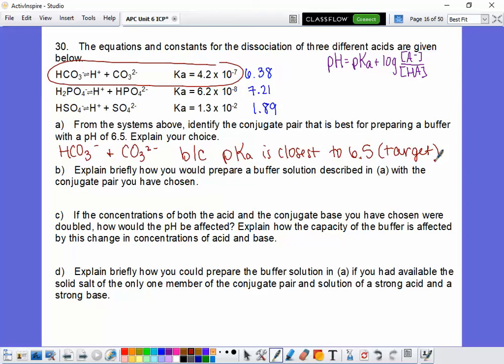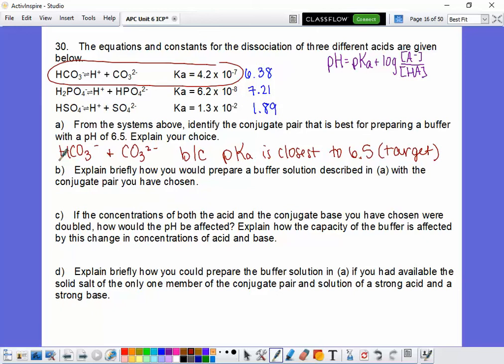No, because this is the conjugate pair. Yeah, the HCO3 minus and the CO3 2 minus. That's our conjugate pair. Okay.